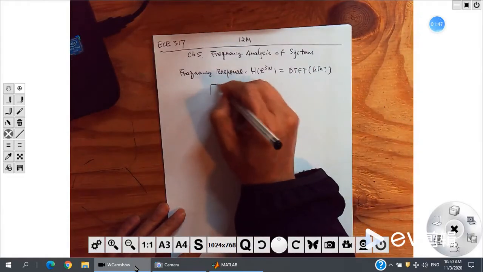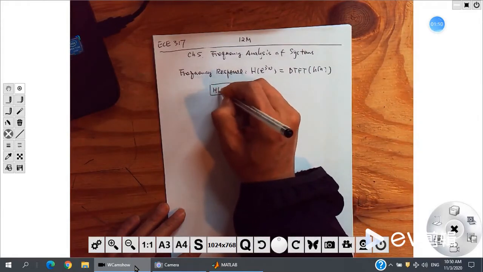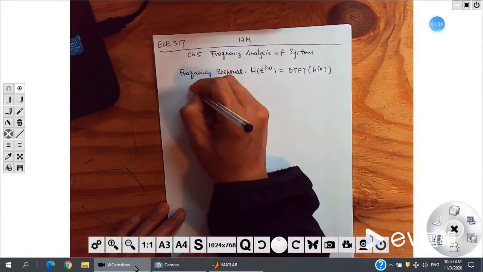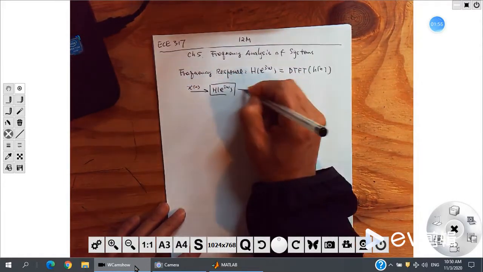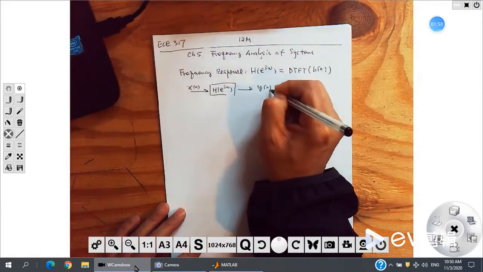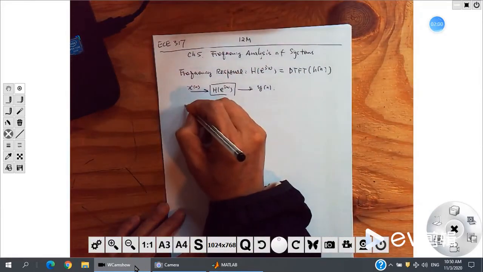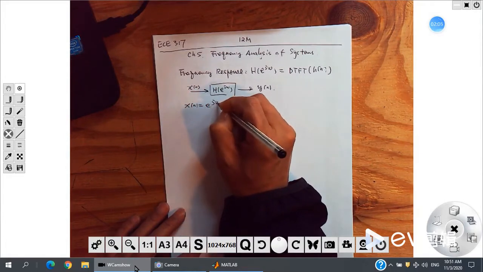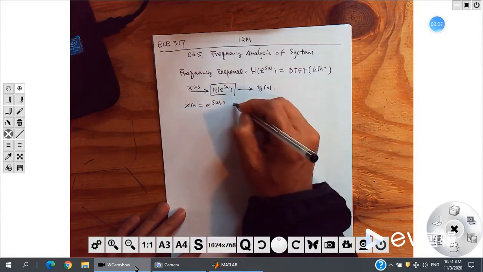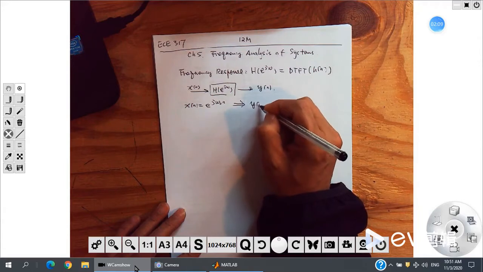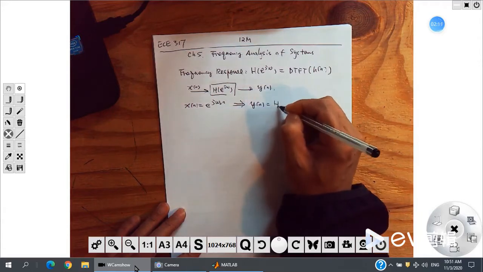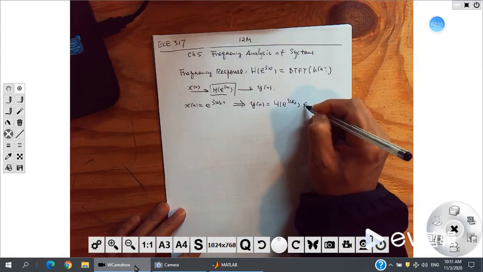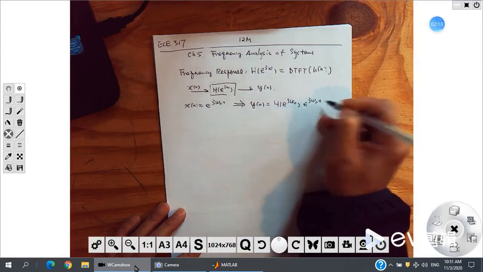If we use a sinusoid as input, x of n is a sinusoid, then the output is also a sinusoid. We have three cases. x of n equal to e to the j omega 0 n. Then y equals H of e to the j omega 0 times the input e to the j omega 0 n. It is still a sinusoid.